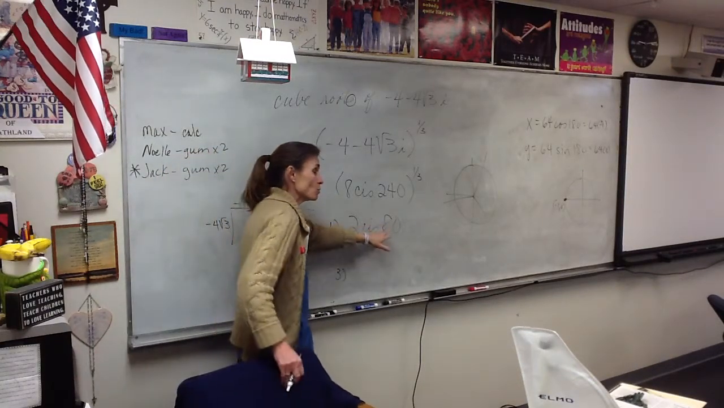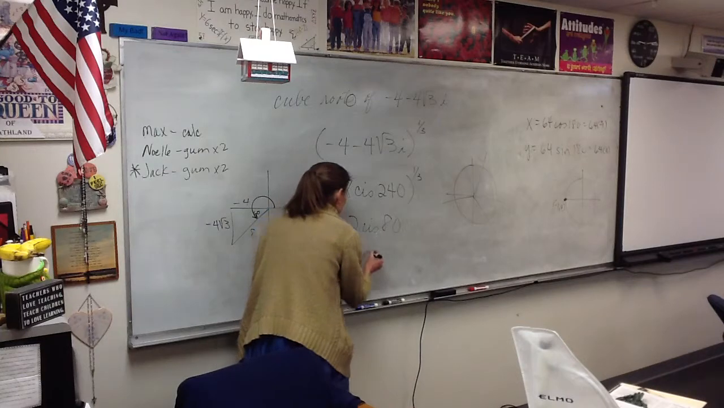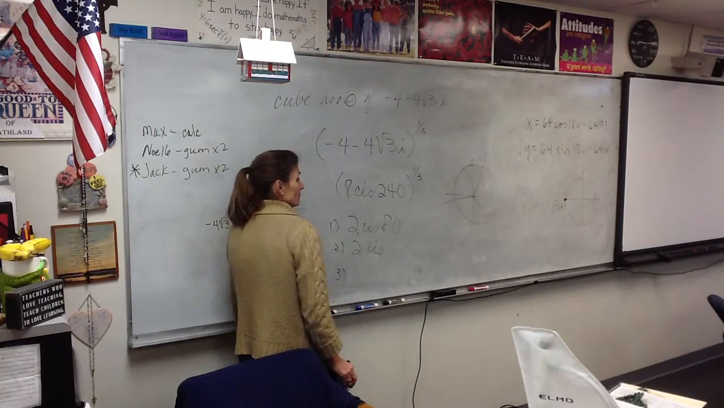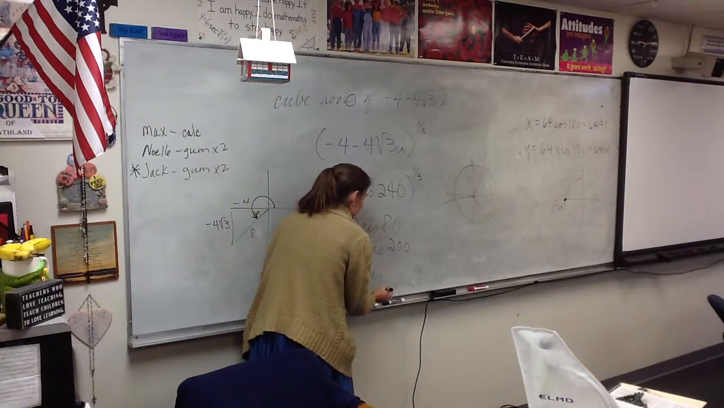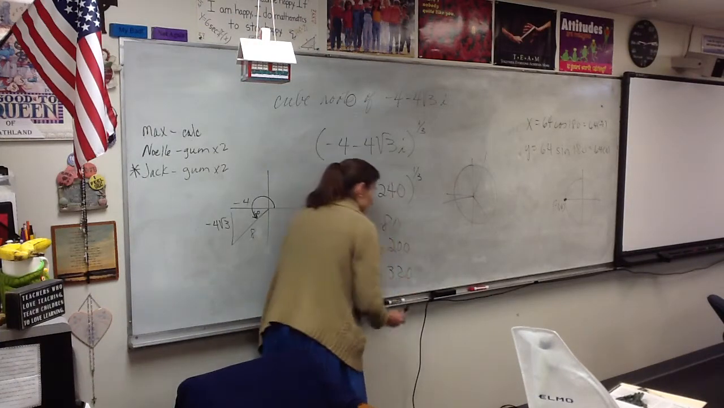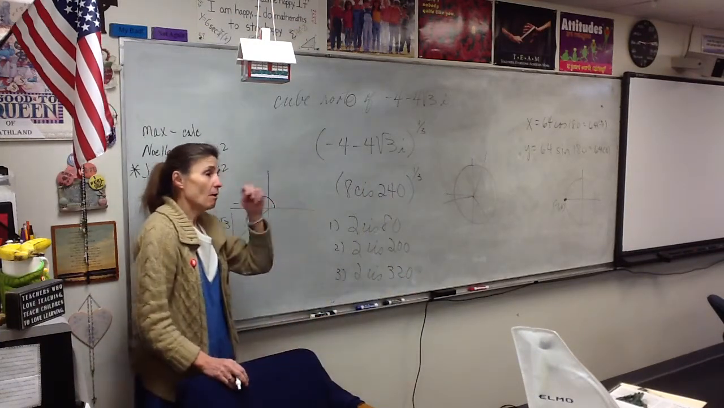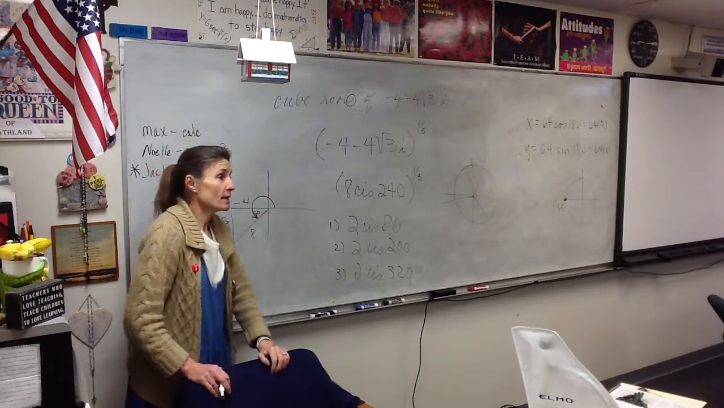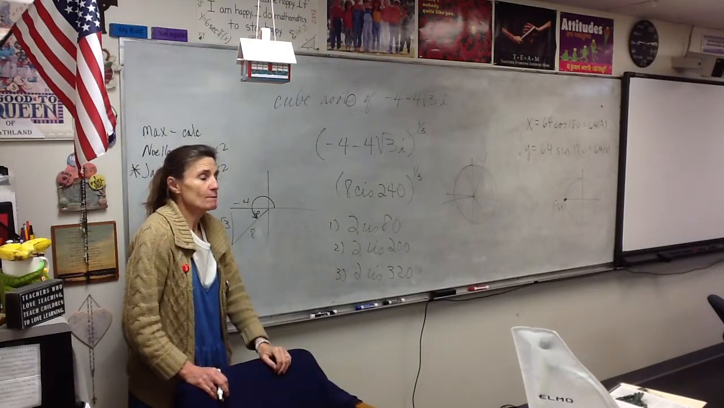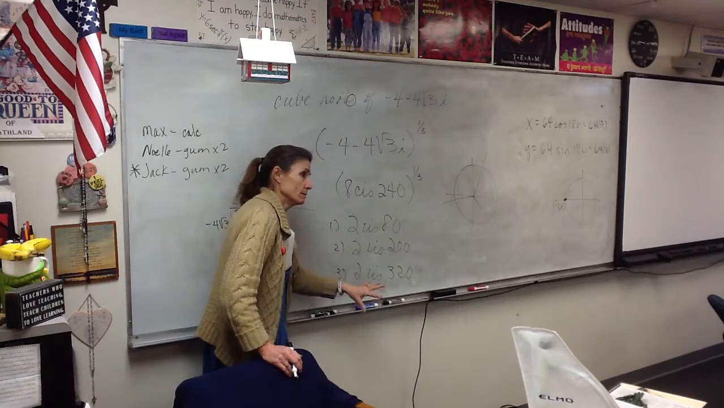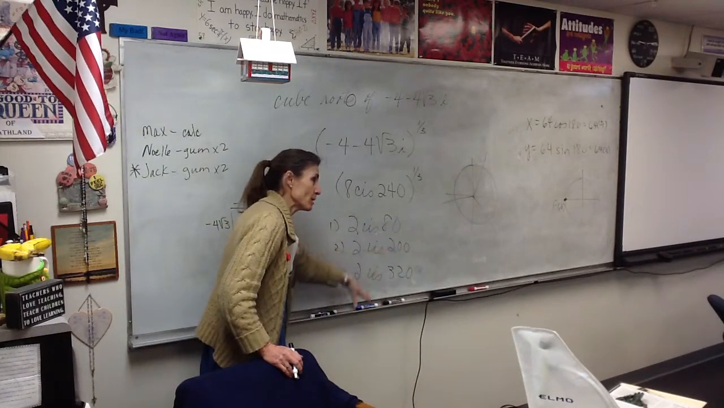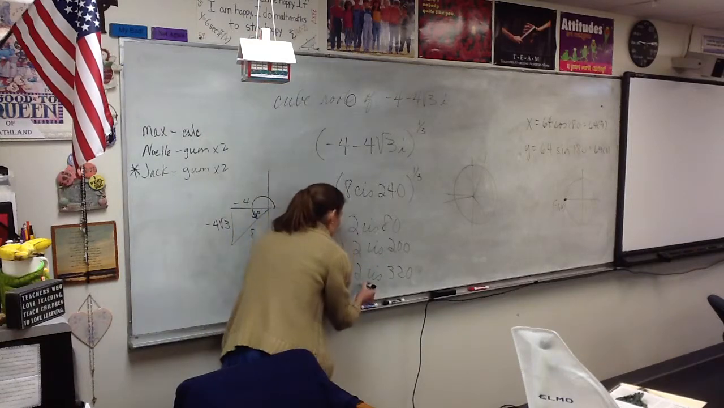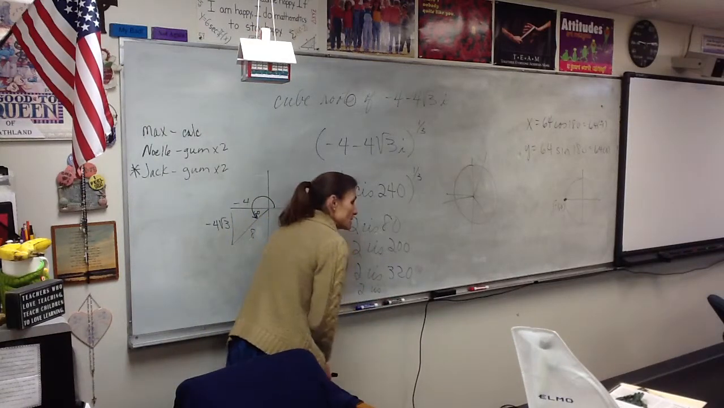If the first one is at 80, then where's the second one? 200. And where's the third one? 320. Now, little built-in check here. Let's suppose you went one more. If you lost track of how many you'd written down and you went one more, the next one would be 2 cis what?